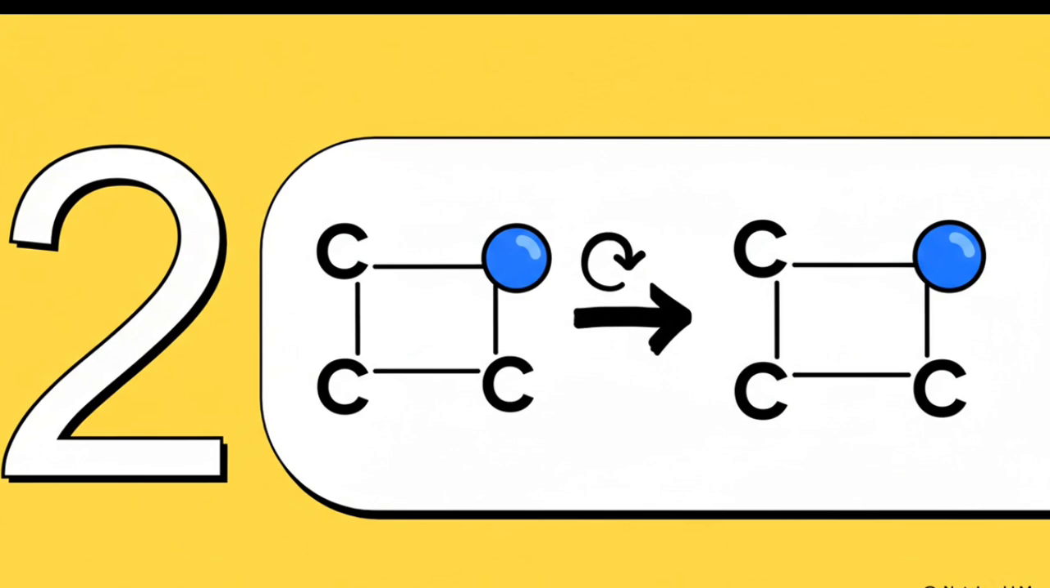Okay, next up is our second type, positional isomerism. Now with this one, the carbon skeleton actually stays the same. We're not rebuilding the chain at all. Instead, what we're doing is changing the location or the position of a key feature on that chain. We call that the functional group.